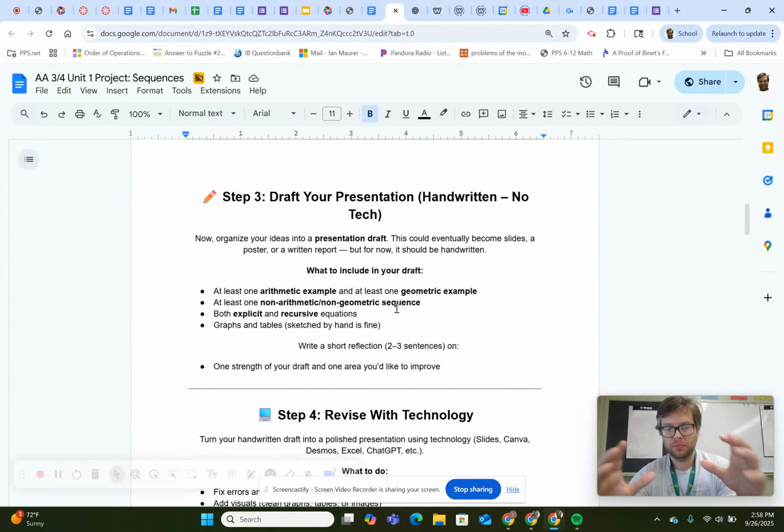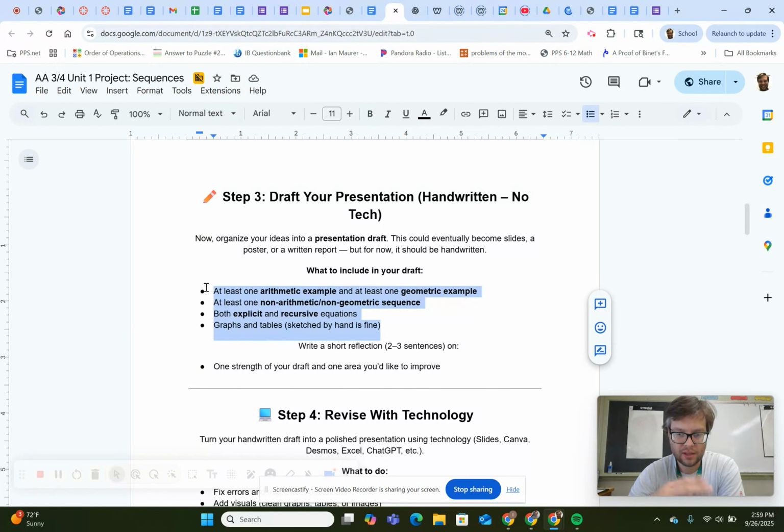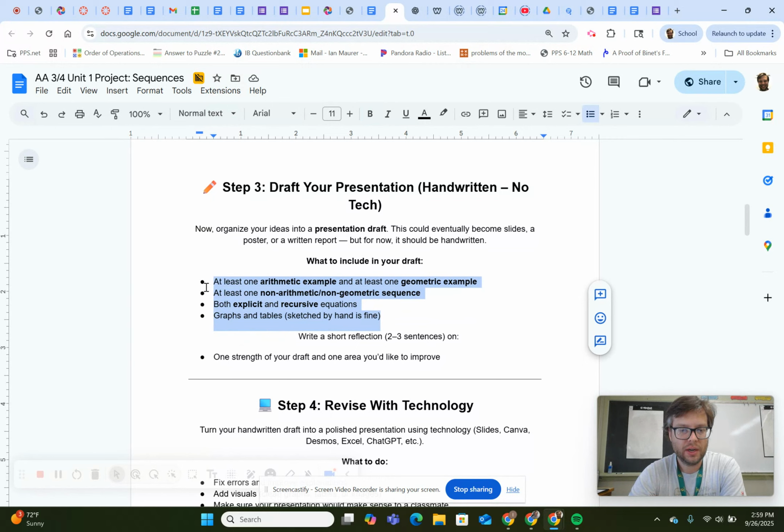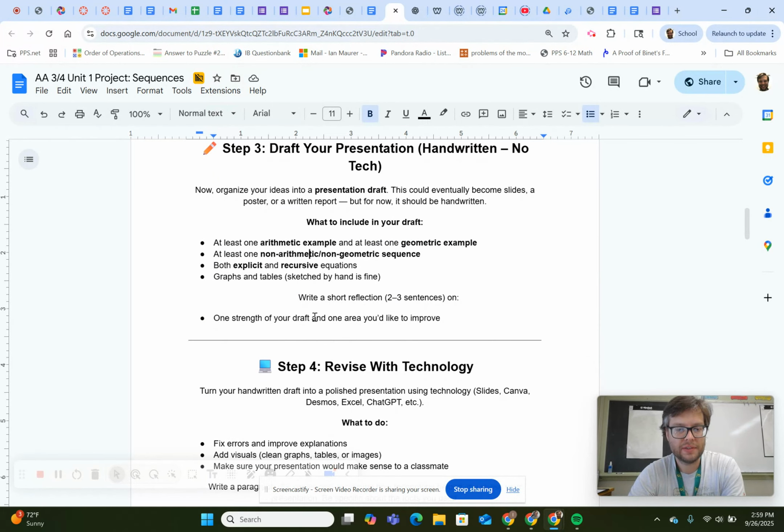Step three is, okay, you've done this work, planning, you've done this research, so draft it out. Imagine you really were going to make a little presentation. How could you write it? You could eventually make it into slides, but I want you to take a second and, on a piece of paper, organize your presentation. Make sure that you're including all those pieces that you have learned about: arithmetic and geometric, one example that's neither, explicit and recursive equations, graphs and tables, a strength and an area you'd like to improve.